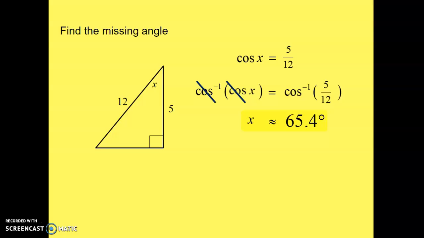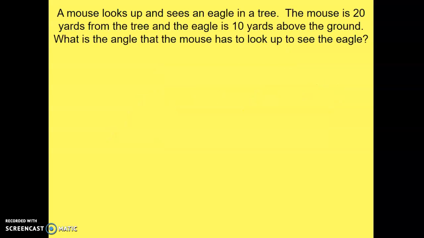Now, we're going to show you more and more word problems as we go through because they are one of the big reasons why you have right triangle trig. So here we go. Here's our first example. The mouse looks up and sees an eagle in a tree. The mouse is 20 yards from the tree and the eagle is 10 yards above the ground. What is the angle that the mouse has to look up to see the eagle?